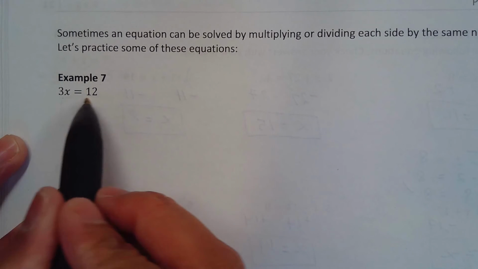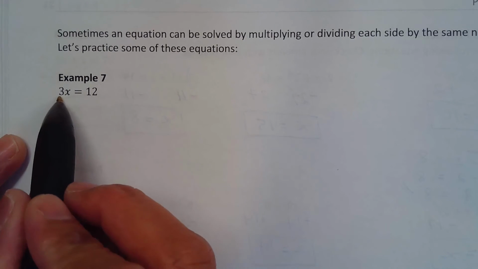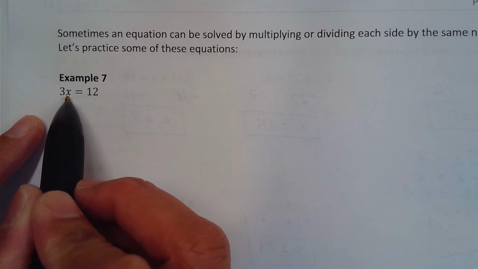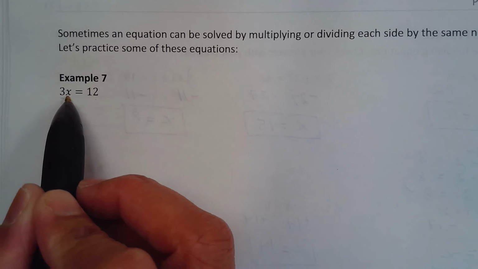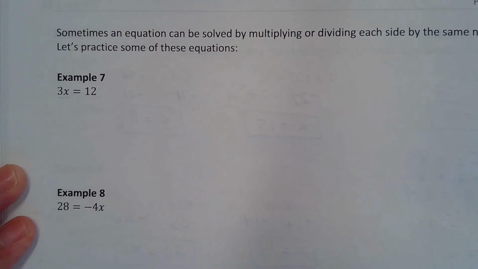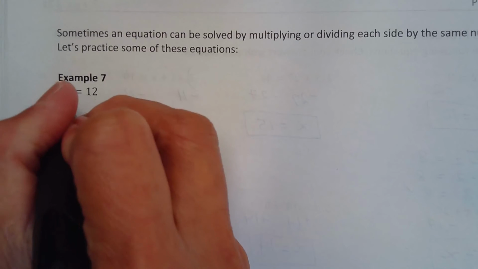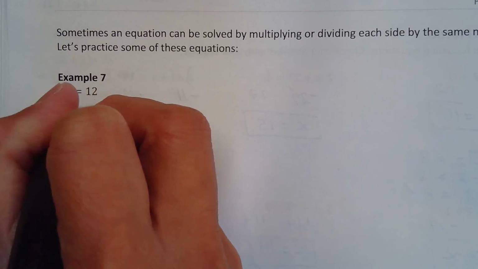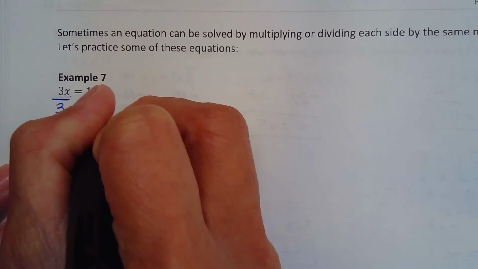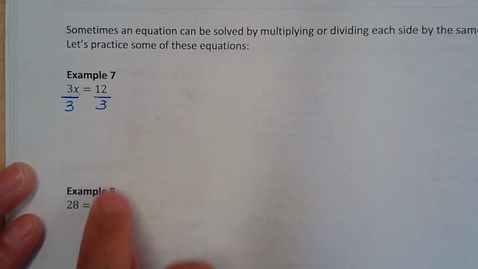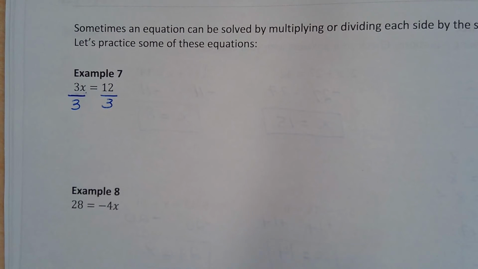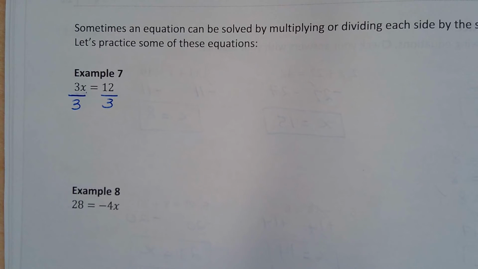So here, 3 times x equals 12. Now this becomes a multiplication, right? So what's the opposite of multiplication? Dividing. The opposite of multiplying by 3 is dividing by 3. Now, I'm going to show you how to do this, showing you that way of dividing instead of using the division sign.